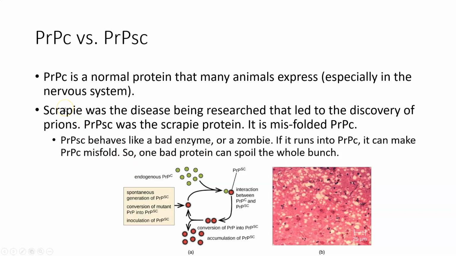Now, when they were first researching prions, the disease they were working with was scrapie. Scrapie is an encephalopathy that's present in sheep, so it's not even one that usually messes around with people, although it can. When they discovered that this protein was causing the disease, it was called the scrapie protein. That's why it's called PrPSc. So this is the prion protein.